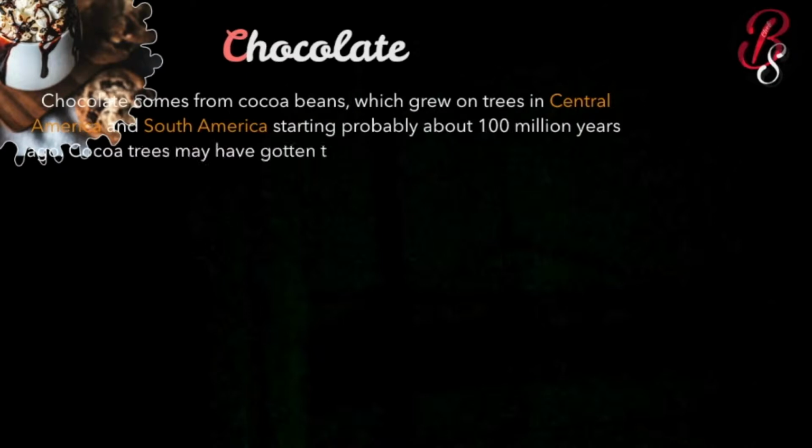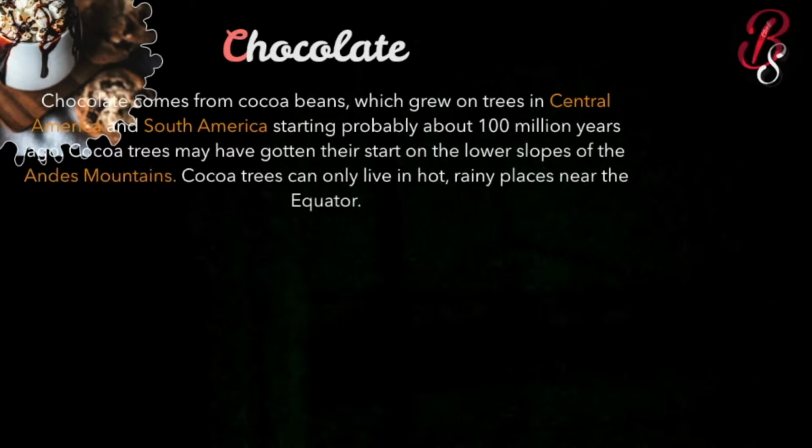So let's figure out what exactly chocolate is all about. Chocolate comes from cocoa beans, which grow on trees in Central America and South America. Here we can see it comes from Central America and South America. Starting probably about 100 million years ago, the cocoa tree got its start on the lower slopes of the Andes Mountains, in hot or rainy places near the equator.